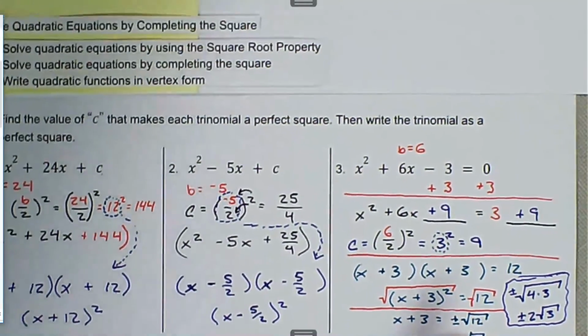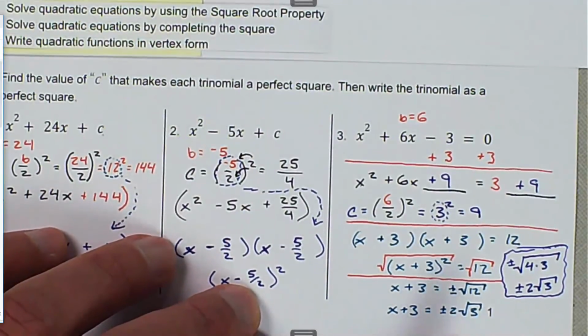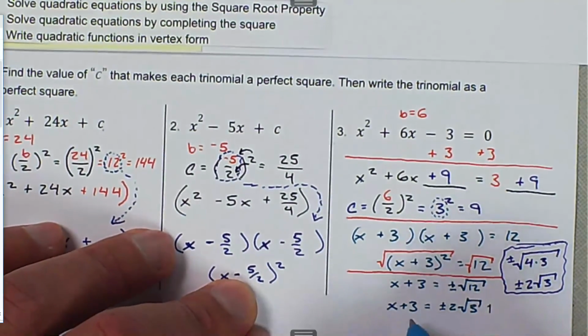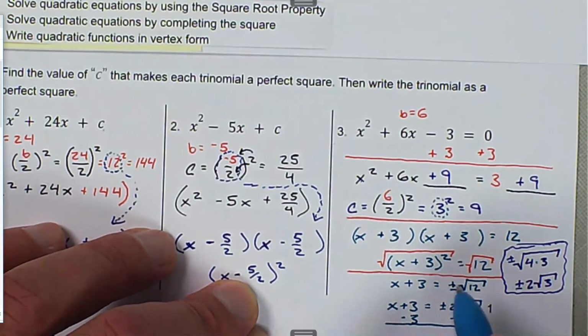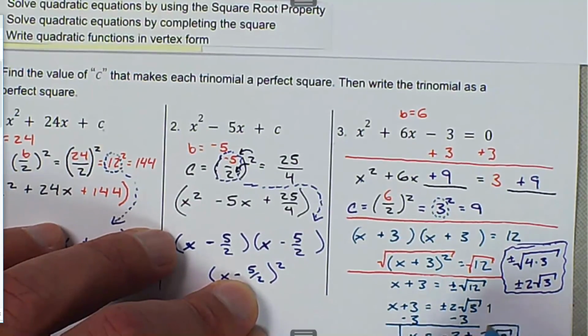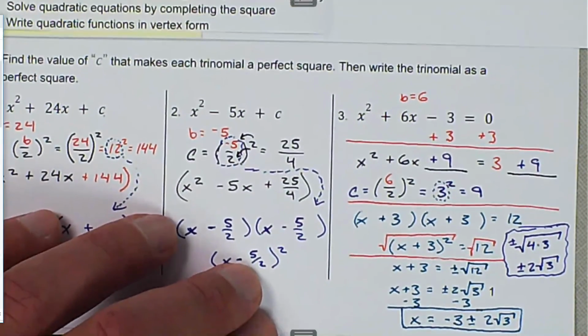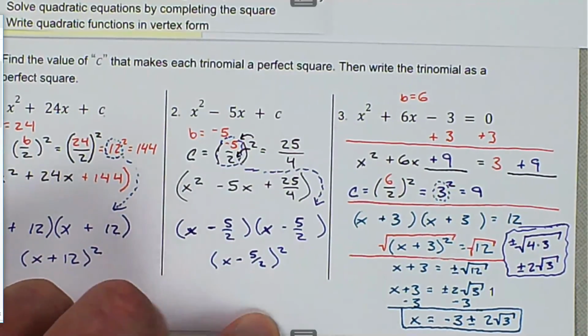Now, the last thing that we need to do is get x by itself. And we do that by subtracting 3 from both sides. In this case, we cannot do this math here. We could change this to a decimal and eventually do it, but we want to leave it as an exact answer. So the 3's on the left cancel, and we're left with x equals negative 3 plus or minus 2 times the square root of 3. And that is our final answer for this problem.